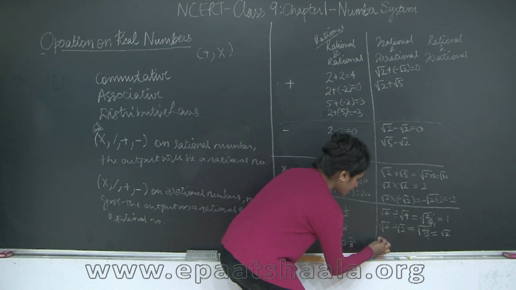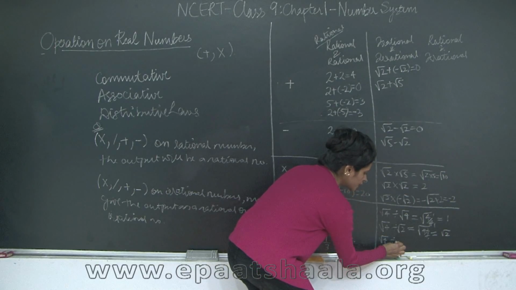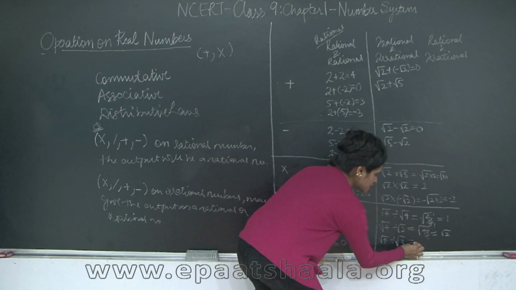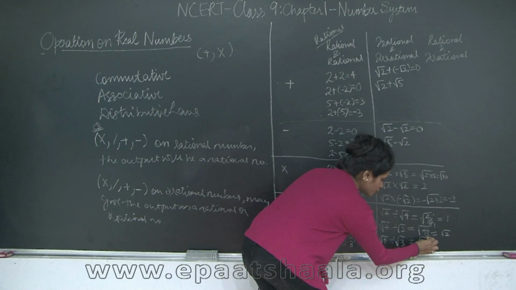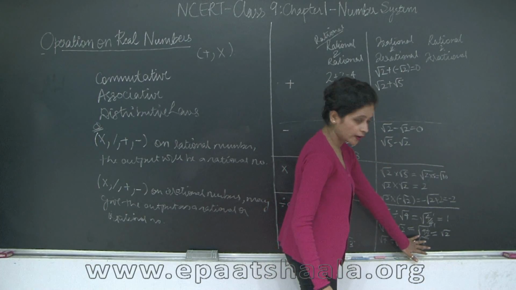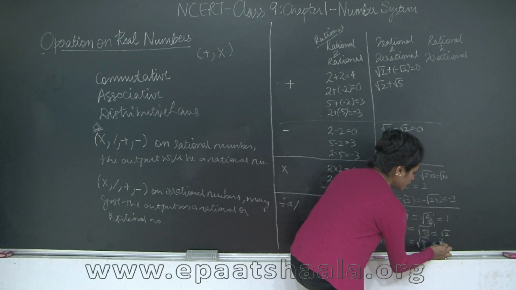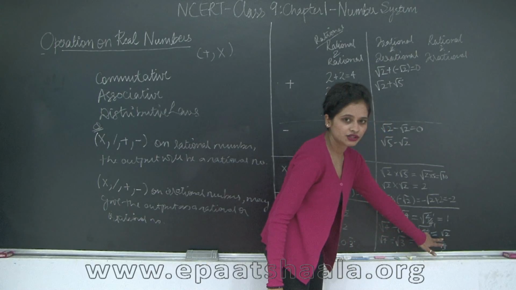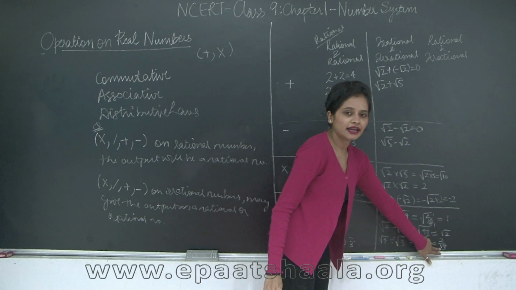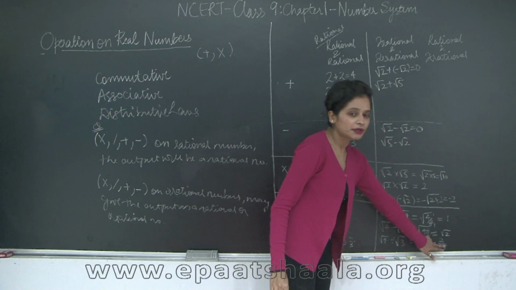If I take something like root 4 divide by root 3, this is going to be root 4 upon 3. So this 4 is the square of 2. So 2 will come outside on the numerator. I get 2 upon root 3. So this is a combination of a rational number in your numerator and irrational number in your denominator, which is why this entire term becomes irrational.